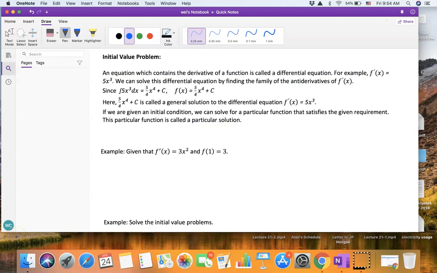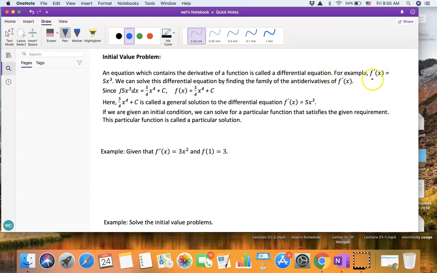Okay, in this video, I want to show you what is an initial value problem. To study initial value problem, first we want to know what is a differential equation. So here is the definition of a differential equation. An equation which contains the derivative of a function is called a differential equation.